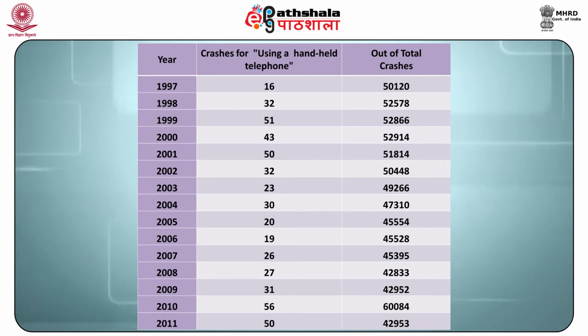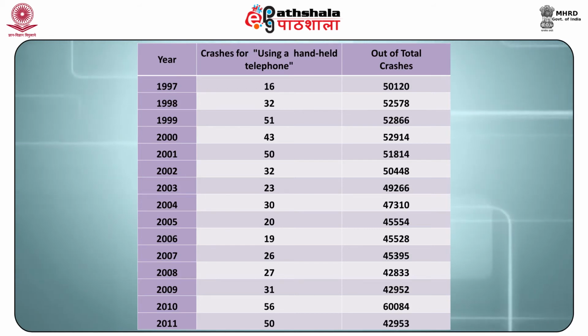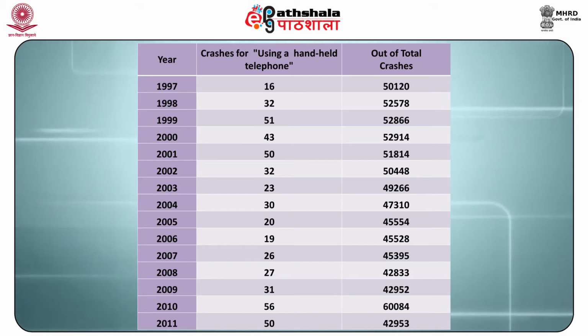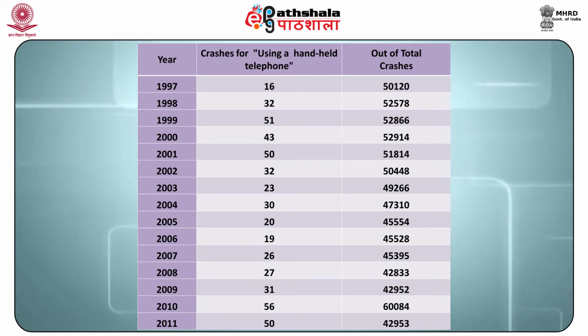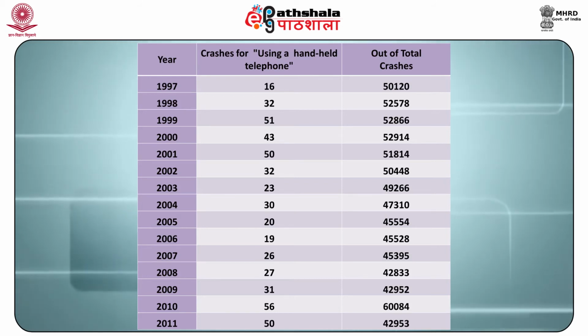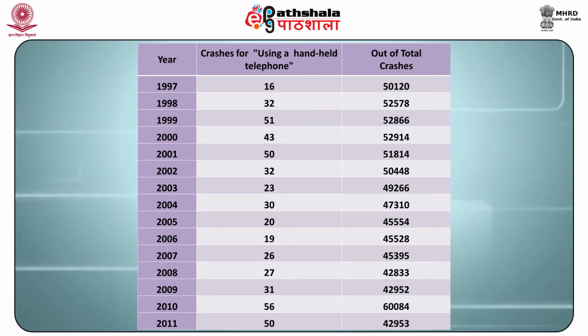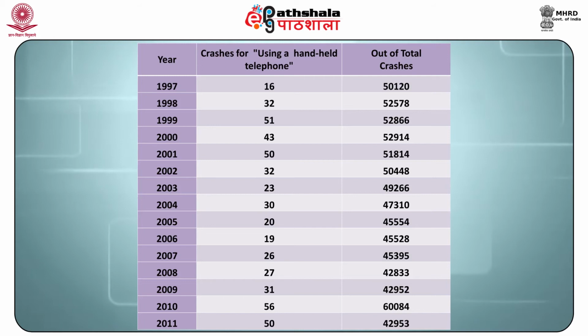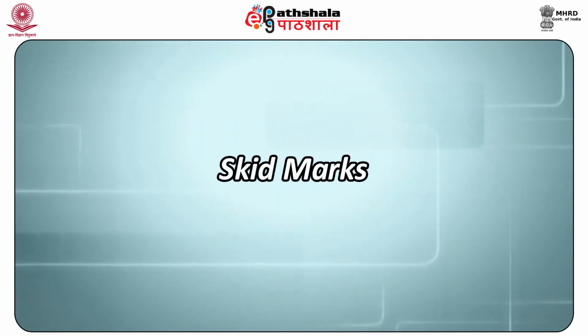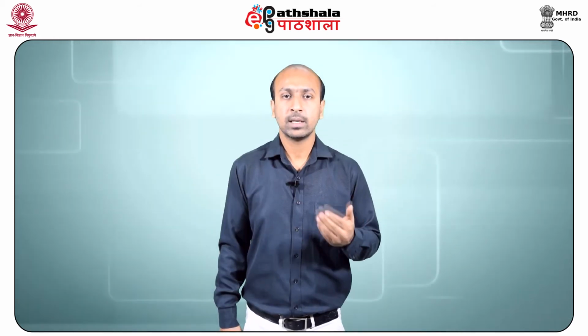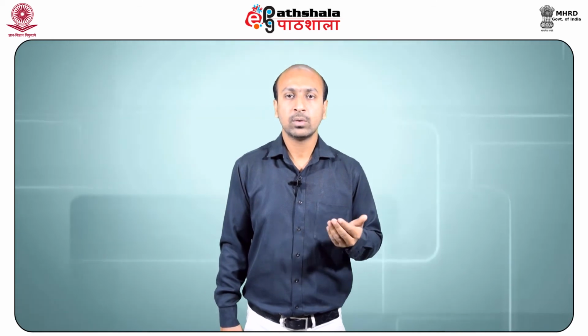45,395. In 2008, 27 crashes were there out of the total 42,833. In 2009, 31 crashes were there out of the total 42,952. In 2010, 56 crashes were there out of the total 60,084. In 2011, 50 crashes were there out of the total 42,953. Now, skid marks. Skid marks are the marks left by the wheels which are no longer rotating.